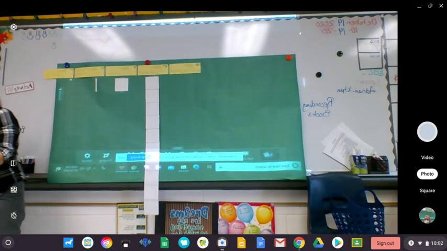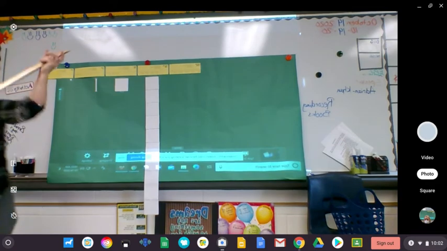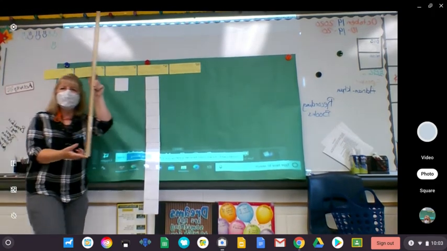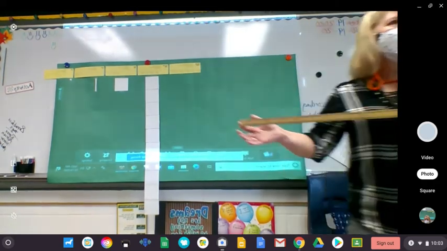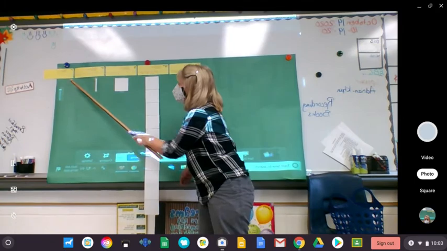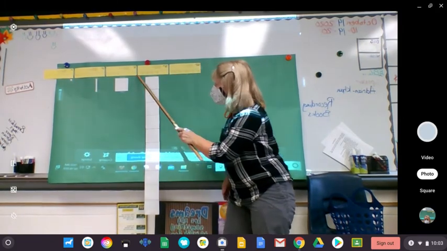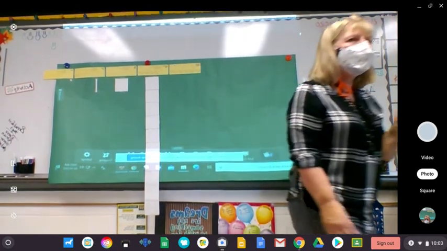Who wants to try? 100. Okay, Tucker. 100. Okay, it is 100. It doesn't say 100 on here because there isn't enough room, but Tucker says it's 100. Does everybody agree that it's 100? Yes. Okay. So we went from 1 centimeter to 10 centimeters, and now this is 100 centimeters.